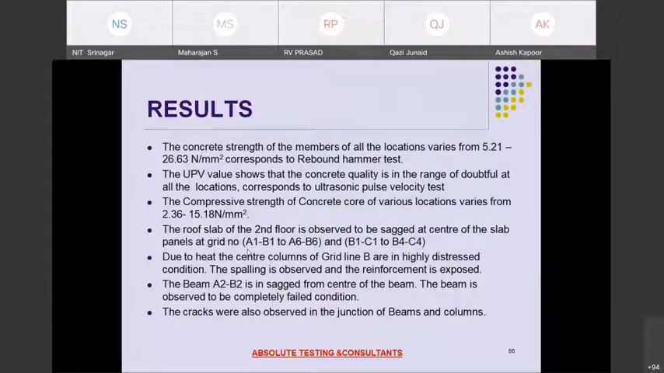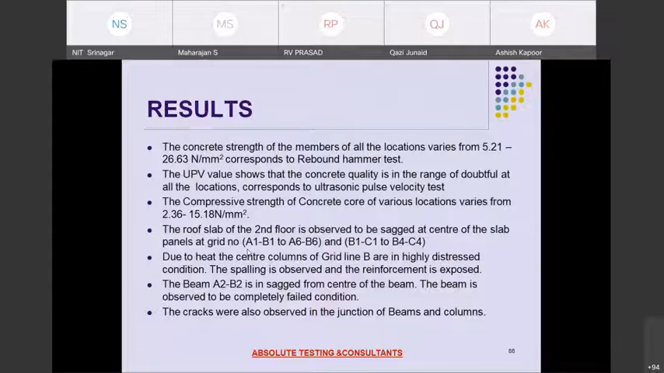After conducting NDT, the concrete strength of the members at all locations varies from 5.21 to 26.60 Newton per mm square. The UPV value shows that the concrete quality is in the doubtful range at all the locations. The compressive strength of cores varies from 2.63 to 15.18 Newton per mm square.